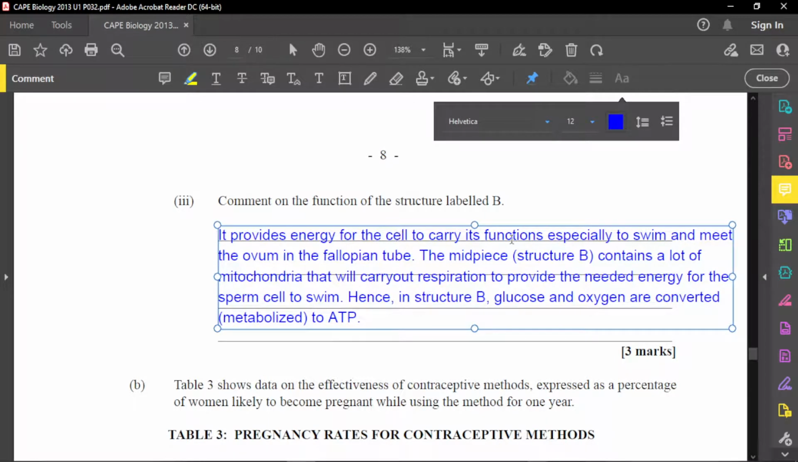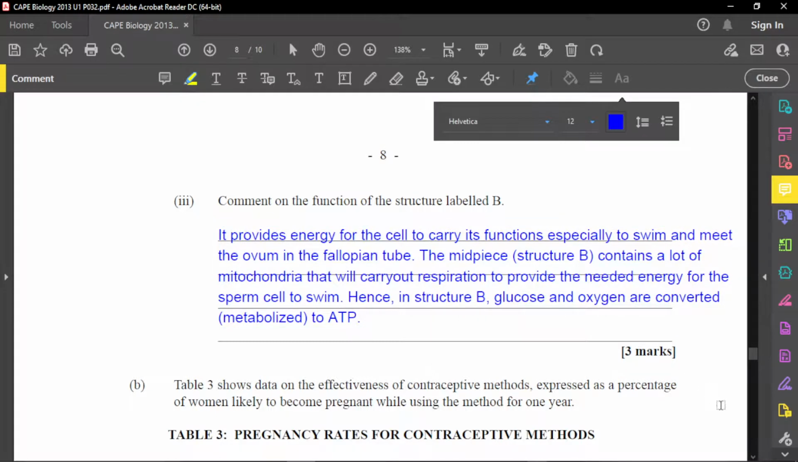The mid piece, structure B, contains a lot of mitochondria that will carry out respiration to provide sufficient energy for the sperm cell to swim. Hence, in structure B, glucose and oxygen are converted, I can say react together, to form ATP, which is usable energy for the sperm cell. So it's a metabolic process, which is a chemical reaction.